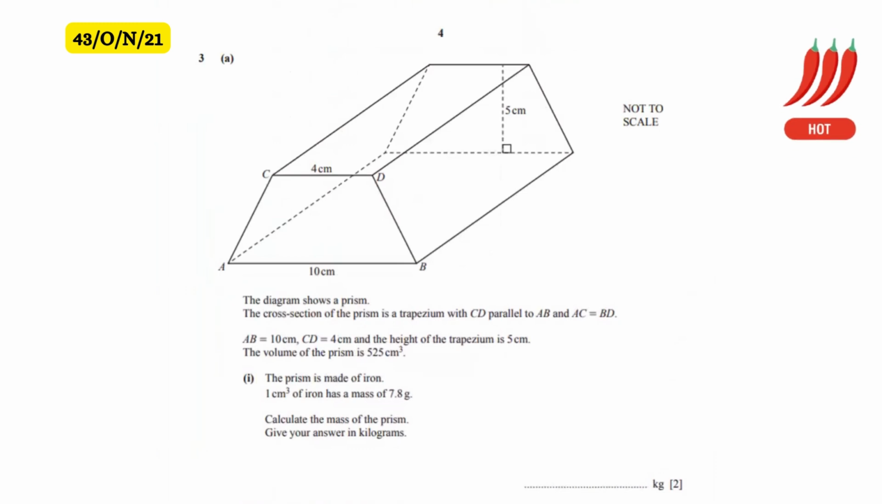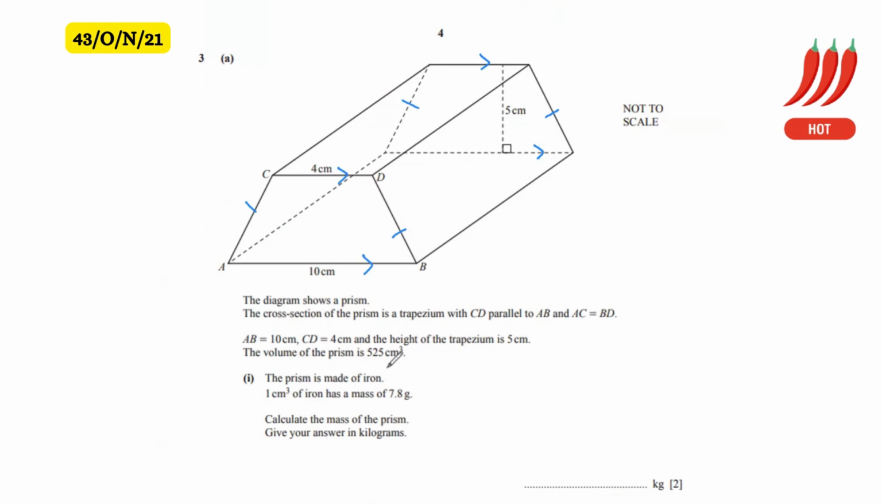Question 3 says the diagram shows a prism. The cross section of the prism is a trapezium with CD parallel to AB and AC equal to BD. This length is equal to this, and these two are parallel. AB is given as 10 centimeters, CD is 4 centimeters, and the height of the trapezium is 5 centimeters. So 5 is our perpendicular height.